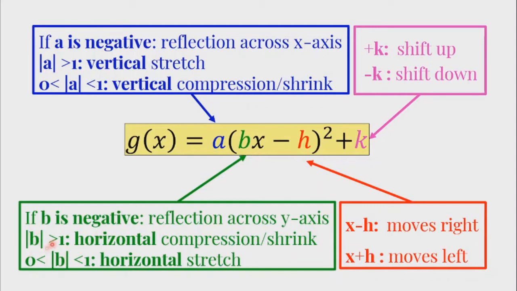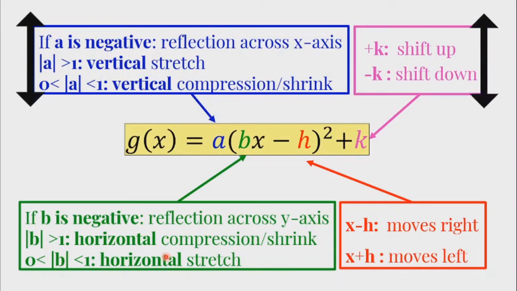So when the absolute value of b is greater than 1, we are going to have a horizontal compression. Again, when you compare a and b, you can see that when the absolute value of b is greater than 1, it's going to be a horizontal compression, not a shrink like in a. When the absolute value of b is between 0 and 1, you are going to have a horizontal stretch.